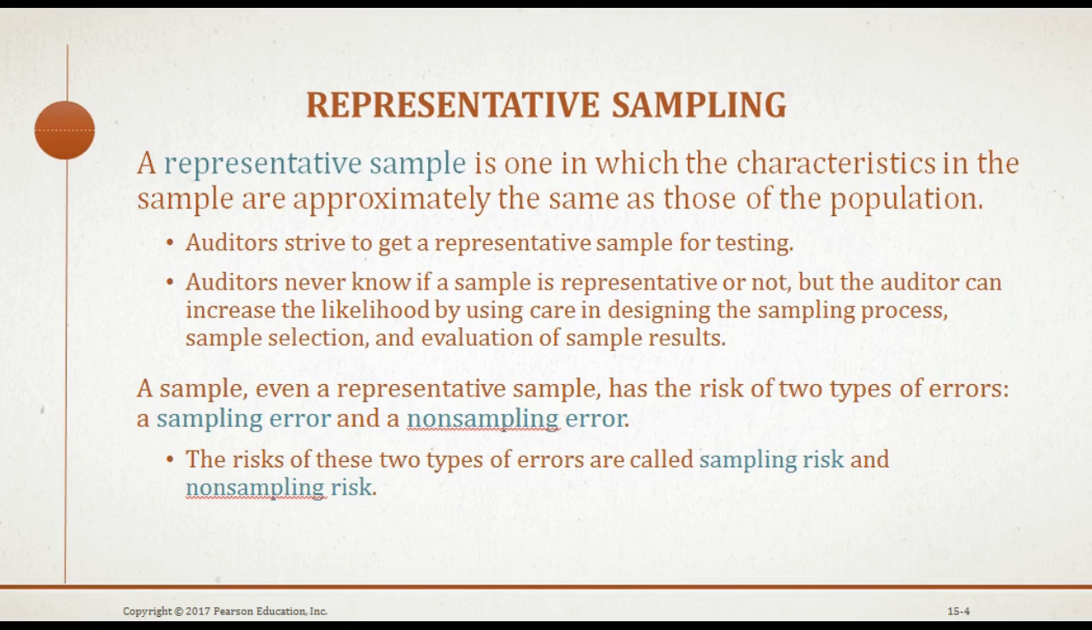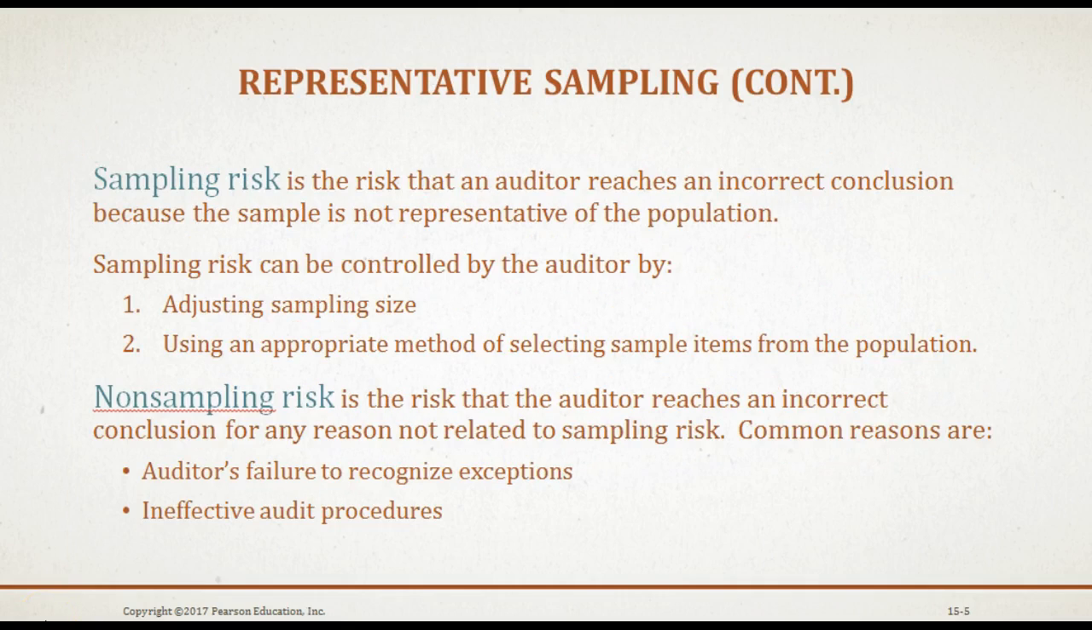A sample, even a representative sample, has the risk of two types of errors, which are the sampling error and the non-sampling error. The risks of these two types of errors are called sampling risk and non-sampling risk. By definition, sampling risk is the risk that an auditor reaches an incorrect conclusion because the sample is not representative of the entire population of the audit. Sampling risk can be controlled by the auditor by adjusting the sampling size and using an appropriate method of selecting sample items from the population.